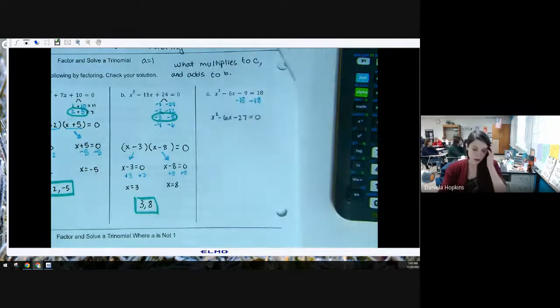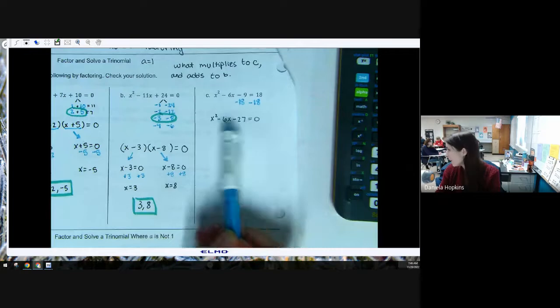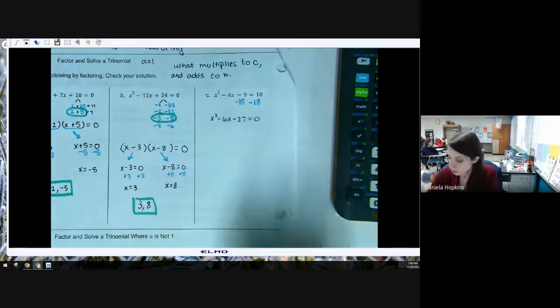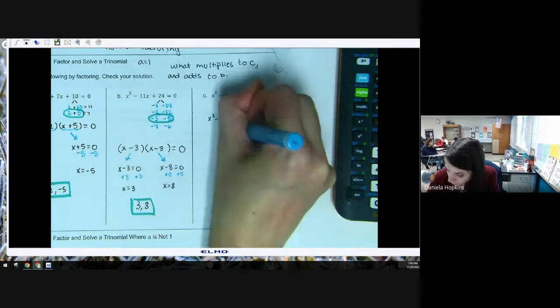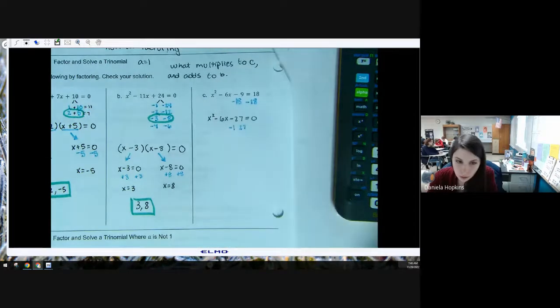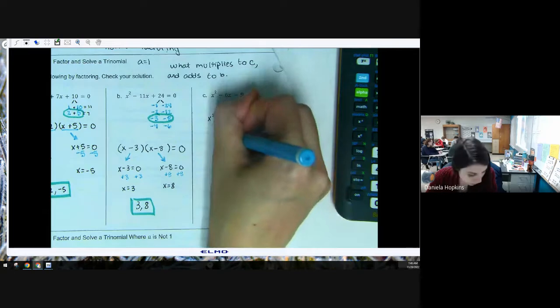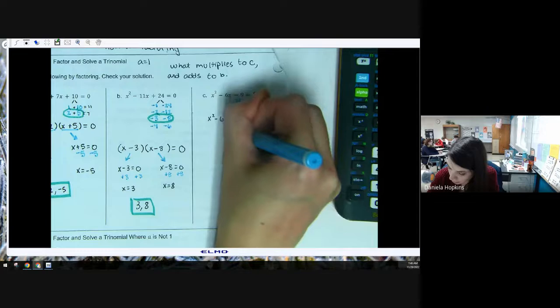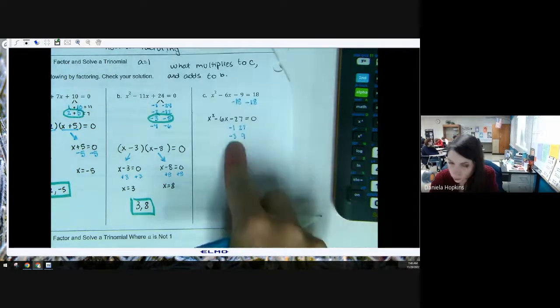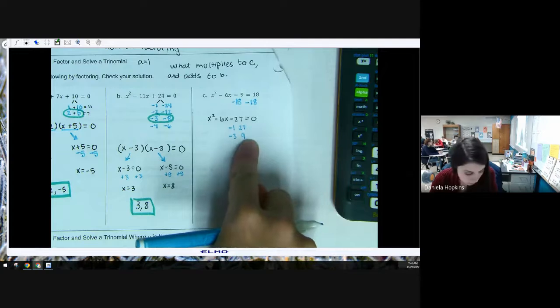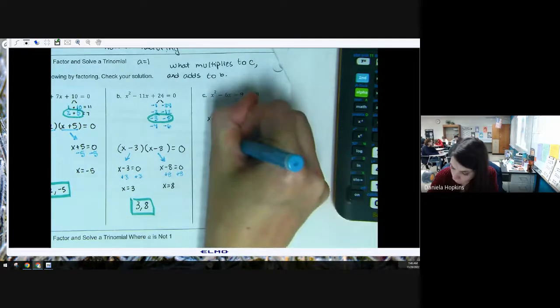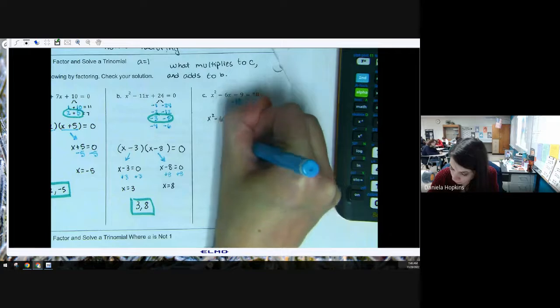So now I'm going to list all my factors of negative 27. So this time it multiplies to a negative and it adds to a negative. So I'm going to list negative 1 and positive 27. What else is there? Negative 2 does not divide it. How about negative 3 and 9? This is close. What's negative 3 plus 9? Positive 6. So what must it be? Yeah, so how about positive 3 and negative 9?